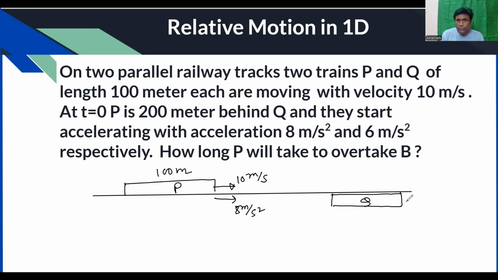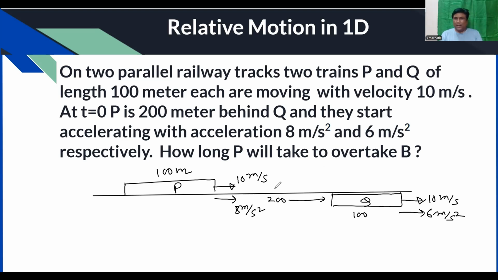This is Q. It is also going with 10 meter per second, but accelerating at 6 meter per second square only. So it is sure that someday P will overtake Q, okay? But remember, that is very interesting. And the gap between them is 200 meter. Actually, this is one extended object now, okay? This is not a point object, okay?